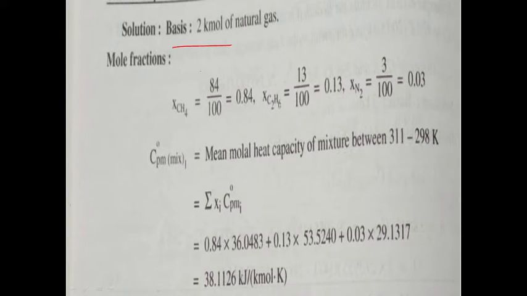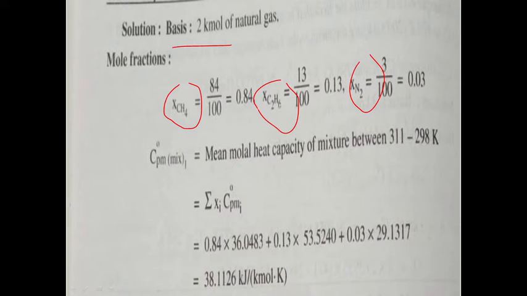Case number 1, we are going to find out capital Q. n value is 2 kilomole. Before that we want to calculate the mole fraction value. How will you calculate the mole fraction? Mole fraction of the 3 components. In our problem we have 3 components: one is methane, another is ethane, third is nitrogen. Are you clear or not?